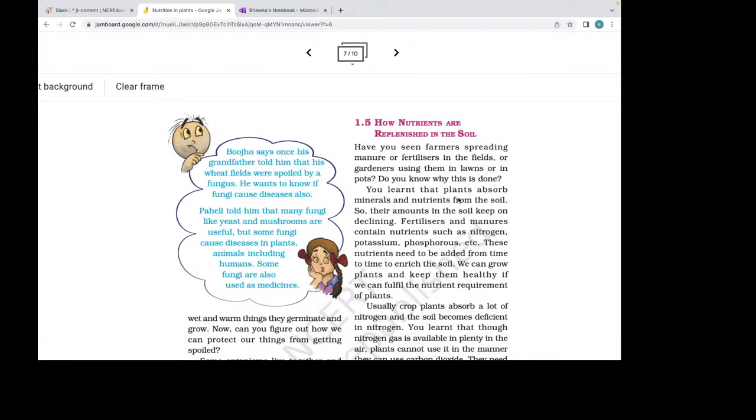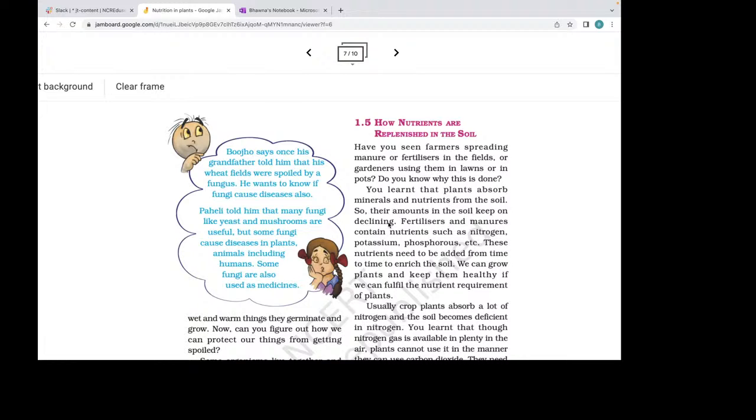You learned that plants absorb minerals and nutrients from the soil. So हमने पढ़ा था जब हमने mode of nutrition पढ़ा था in plants, we have learned that plants absorb minerals and nutrients from the soil. उनको mineral और nutrients कहाँ से मिलते हैं, soil से. So their amounts in the soil keep on declining. तो अगर आप किसी चीज़ से न्यूट्रिएंट्स ले रहे हो, लगातार मिनरल्स ले रहे हो, तो एक टाइम पे वो कम होना शुरू हो जाएगा, राइट?